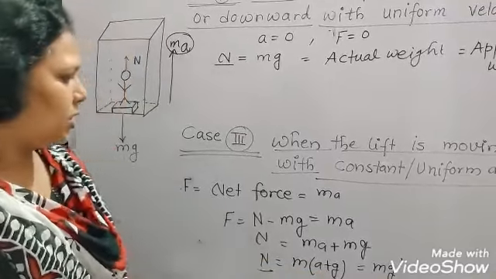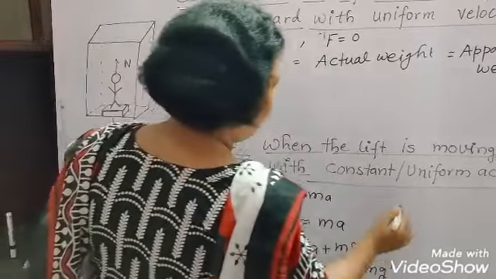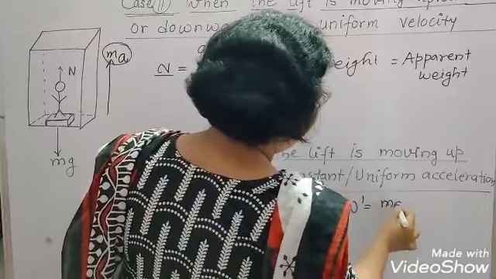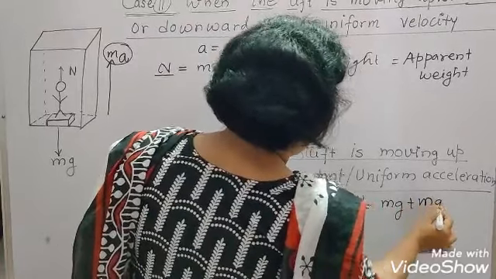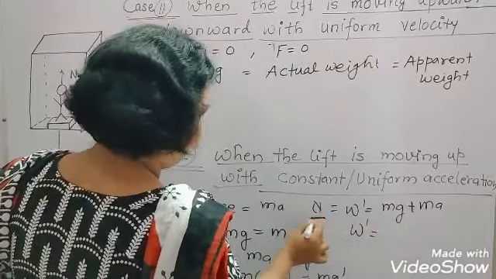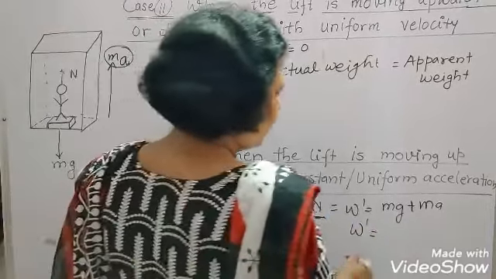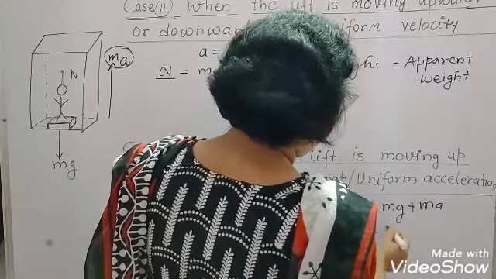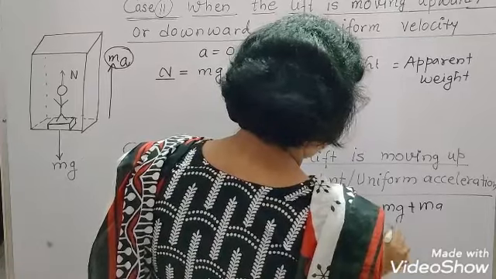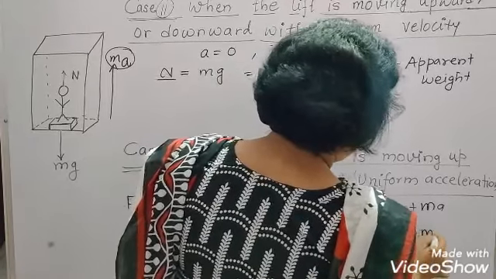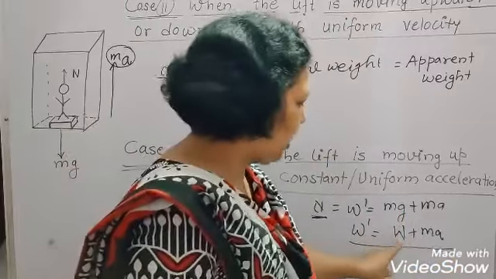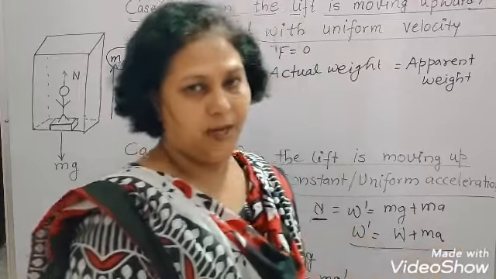So the apparent weight W dash is equal to mg plus ma. W dash is actually the normal reaction. So this W dash is equal to mg, which we can write as the actual weight, plus ma. So the apparent weight is equal to the actual weight plus ma.